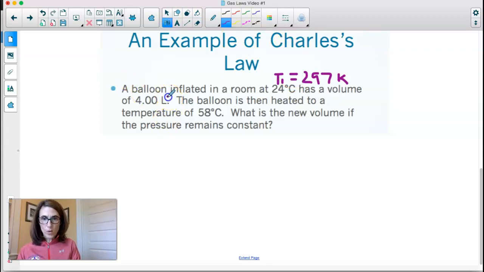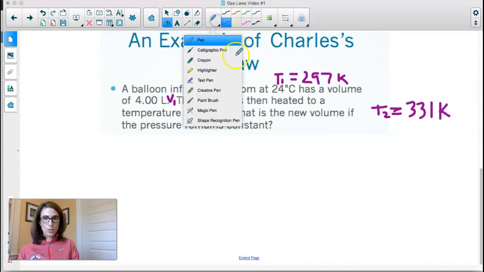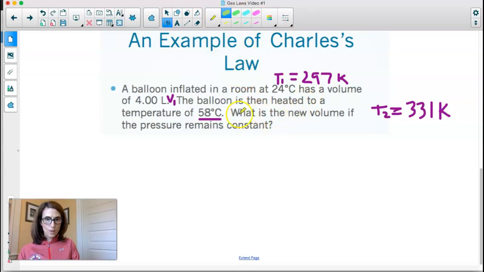And then we have a V1, which is 4 liters. Okay, so T1 and V1. The balloon is then heated to a temperature of 58 degrees C. Okay, so that's T2. And I'm going to go ahead and convert that to Kelvin as well to make life easier. So 58 plus 273 is 331. So what is the new volume? We are looking for V2.